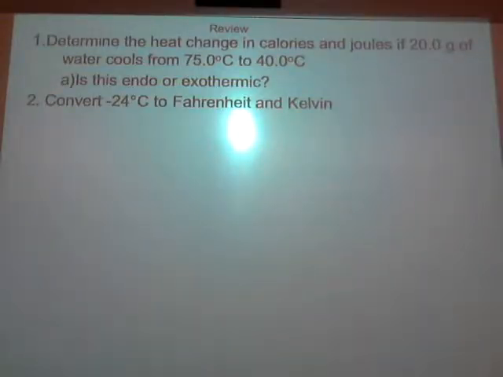Let's do these first two. As I do these, I'm going to try to point out all the mistakes you made. We saw some new ones and even made some new ones today.